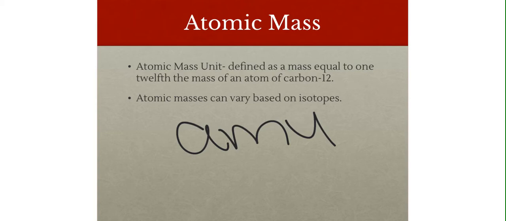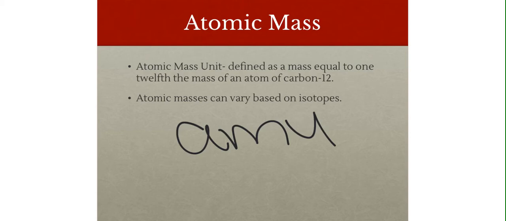Atomic mass takes into account all isotopes. So let's say carbon: we have 3 forms of carbon, carbon-12, carbon-13, carbon-14, all with different mass numbers. In order to find the atomic mass that you see on the periodic table, you take the average of those and you find the percent abundance of each one of those.